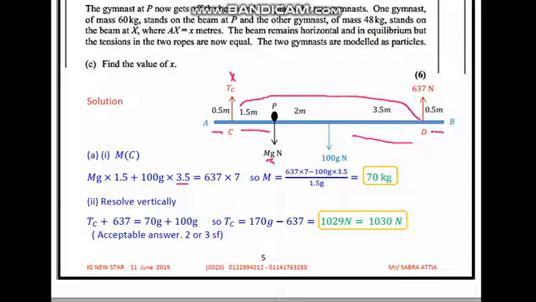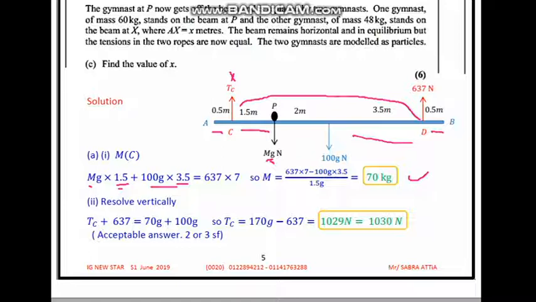Then we can find M by using inverse operation. 637 multiplied by 7 minus 100g multiplied by 3.5, all over 1.5g. Use your calculator to get the value of M, which is 70 kilograms. This is the first part.